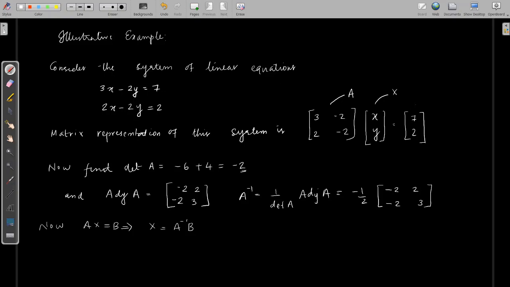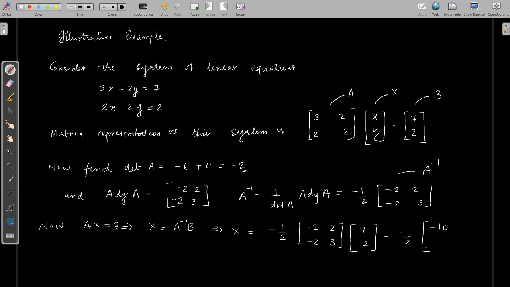Then x can be written as A inverse B by multiplying A inverse on both sides. Here this A is the coefficient matrix [3, minus 2; 2, minus 2], and x is [x, y] and B is [7, 2]. Now x is equal to minus half into [minus 2, 2; minus 2, 3] into [7, 2], that is B. When we multiply these two, you will get minus half into [minus 10, minus 8], that is equal to [5, 4]. So these are the values of x and y in this equation.